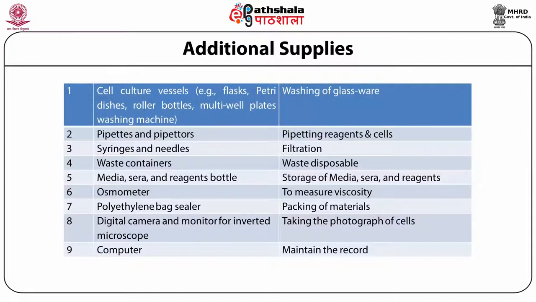For this list, first priority should be given to the culture vessels, which are present in many forms like T25 flask, petri dishes, roller bottles, multi-well plates like 6-well plate and 24-well plate, which are required for maintaining animal cell culture growth. Then pipettes and pipetters. These are of different categories, maybe disposable or maybe autoclavable glass.